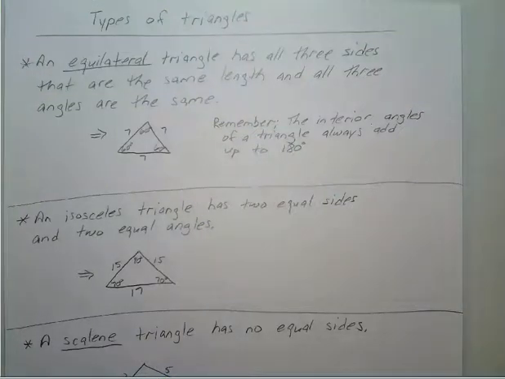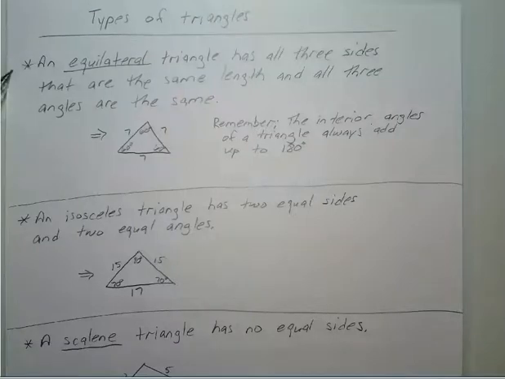Hello everyone. In this video we will be looking at different types of triangles and the Pythagorean theorem. Okay, so the first type of triangle we're going to look at is the equilateral triangle.